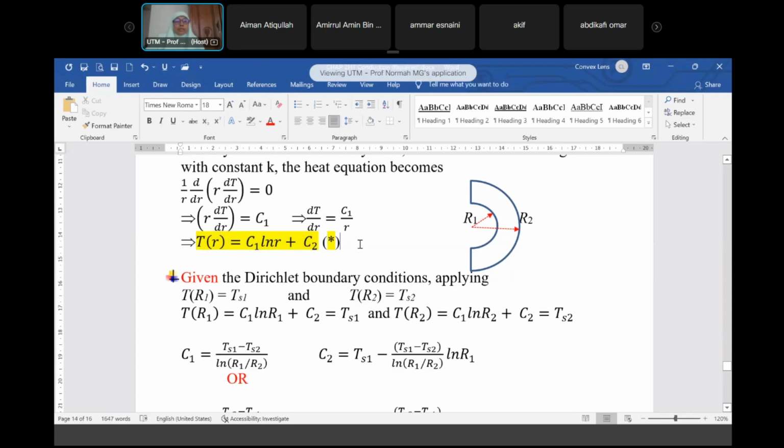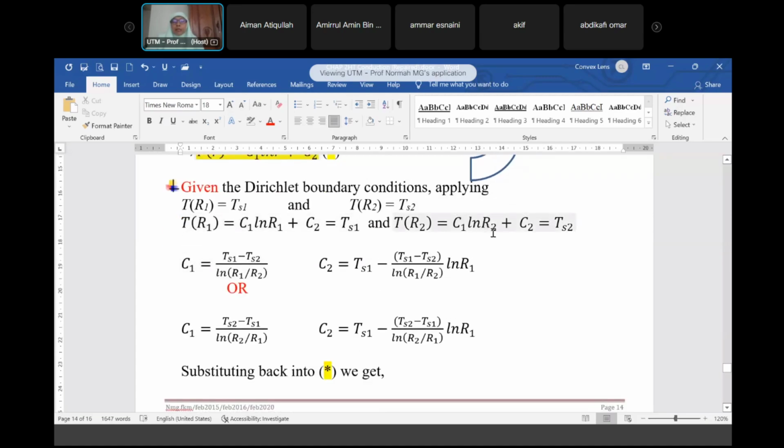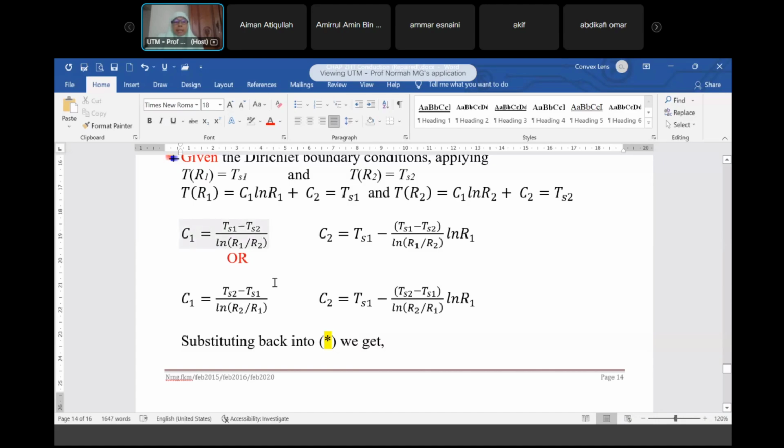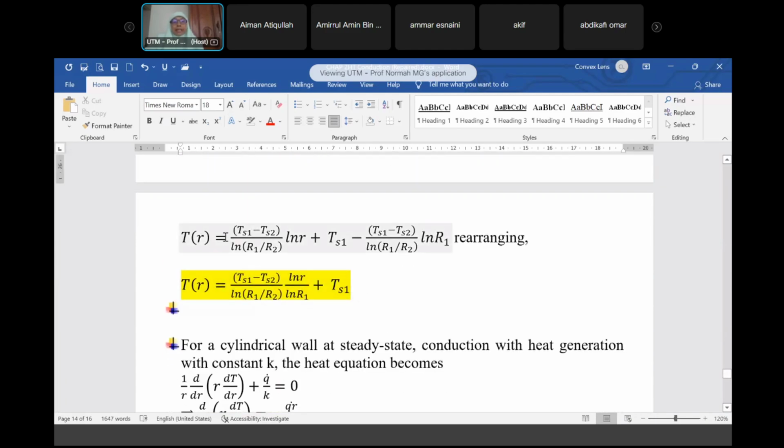I mark it with an asterisk. So this is C1, C2 are constants of integration. Now you apply the Dirichlet boundary conditions. Let's say it's Dirichlet at r1 is Ts1, at r2 is Ts2. And you apply that, you have to find C1, C2 in terms of the temperatures on the inner and outer walls. Whichever you start, you see it's the same. Don't worry. C1 may be in this form or in this form. Only difference is it's flipped. Ts2 minus Ts1 and r2 over r1. Same here. Substituting back into the earlier equation, you will get this equation.